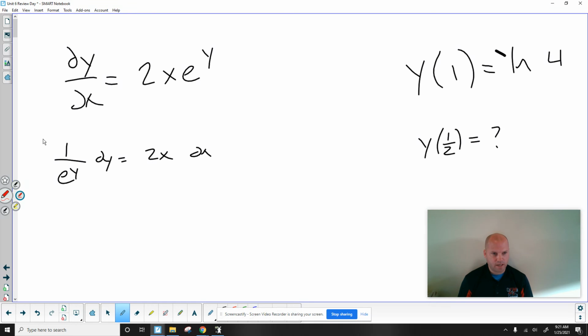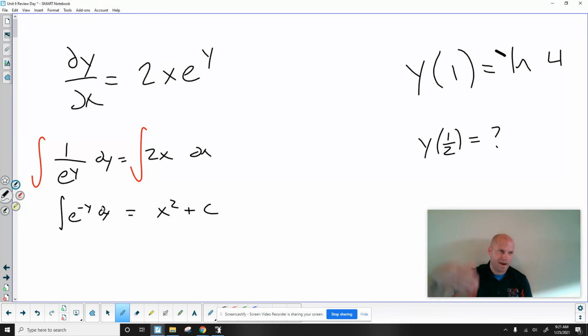And then we're ready to take the antiderivative of both sides. Now, the left side, I'll talk about in a second. The right side, easy, x squared plus c. To do the left side, make sure you understand that, yes, you would rewrite it as like a negative power, but you're not going to use a logarithm to take the antiderivative of e to the negative y. This is like an undoing of the chain rule. The antiderivative of e to a power is e to the power, and then undo the chain rule. So this ends up being negative e to the negative y.